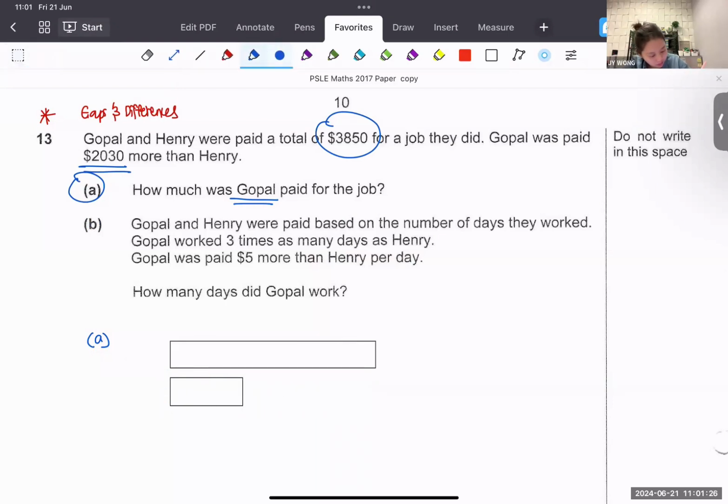Okay, so here, Gopal and Henry, the total is 3,850.